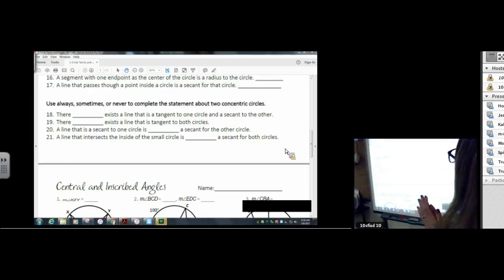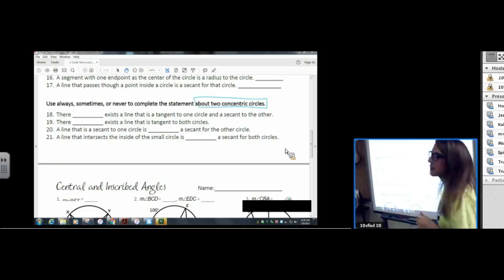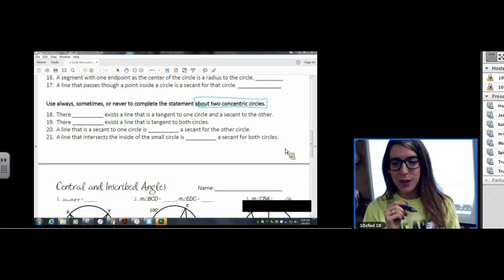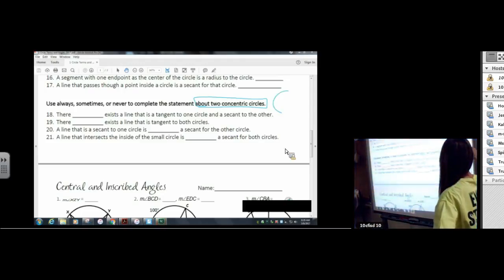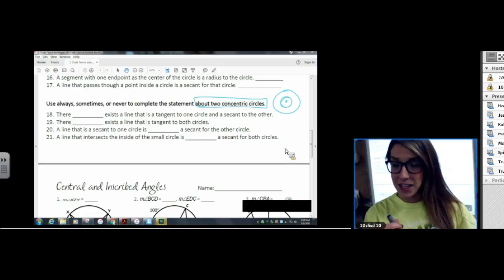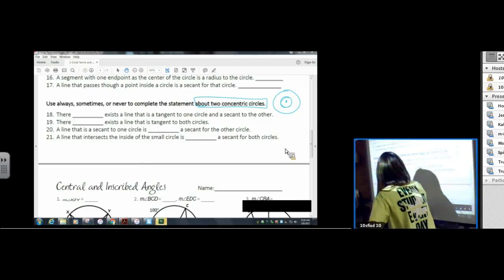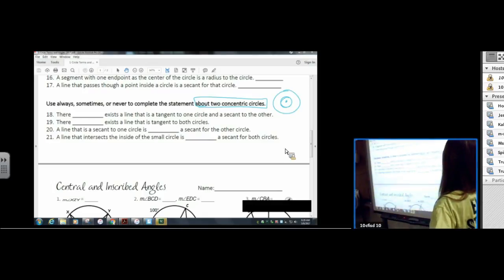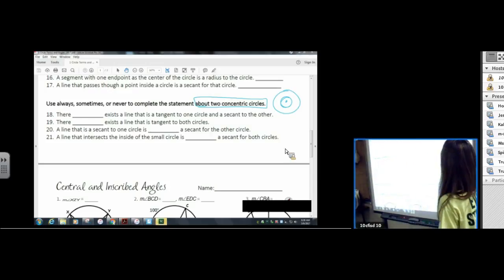Number 18. Use always, sometimes, or never to complete the statement. Some people don't read what the statement is even about. It's about 2 concentric circles. So I'm going to draw 2 circles that have the same center. That's what these statements are about. There always, sometimes, or never exists a line that's tangent to one circle and secant to the other. So it's like asking, can I be tangent to one and secant to the other?